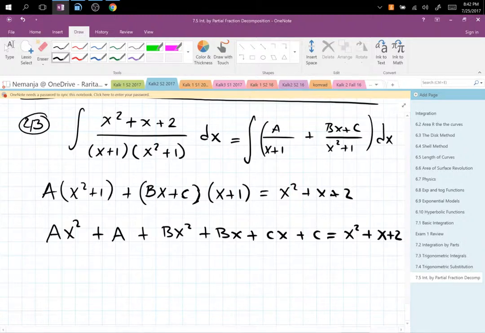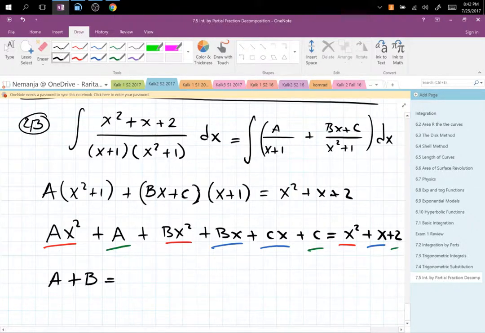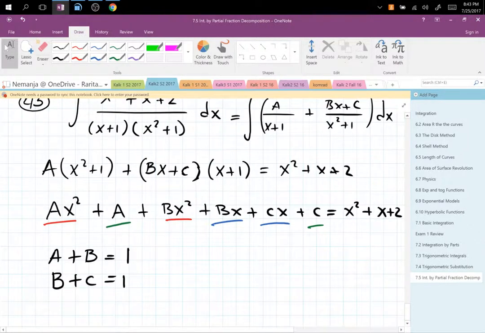We have the red. We have the blue. And we have the green. So A plus B is 1. The blue equation says B plus C is 1. And the green is A plus C is 2.